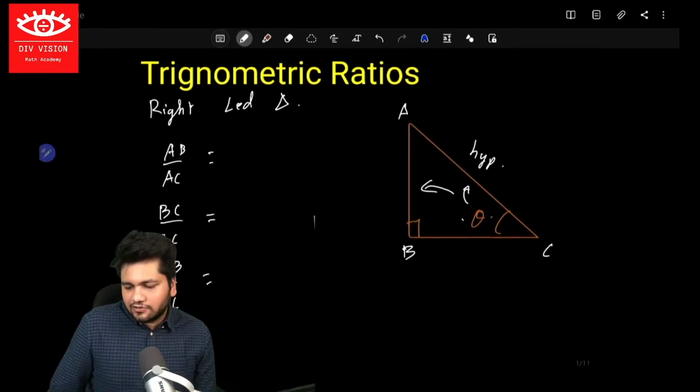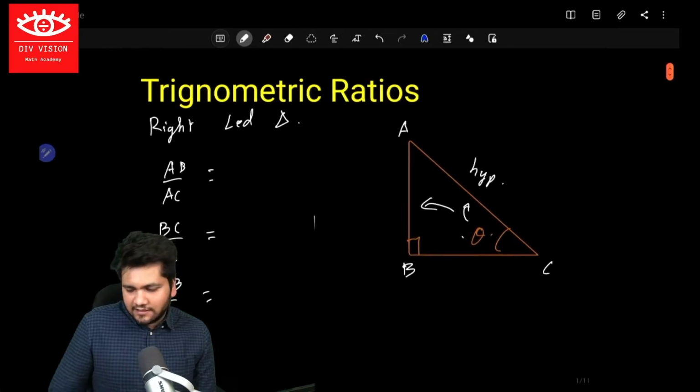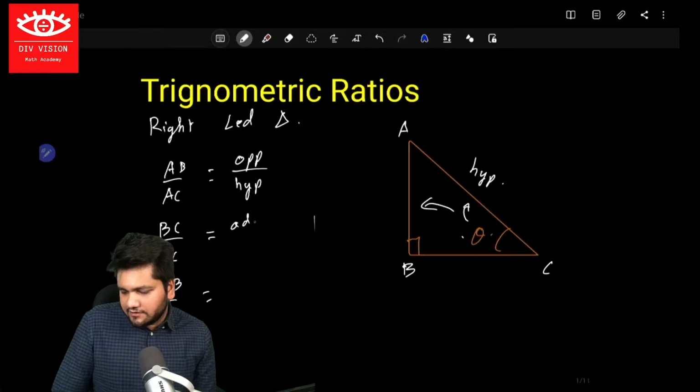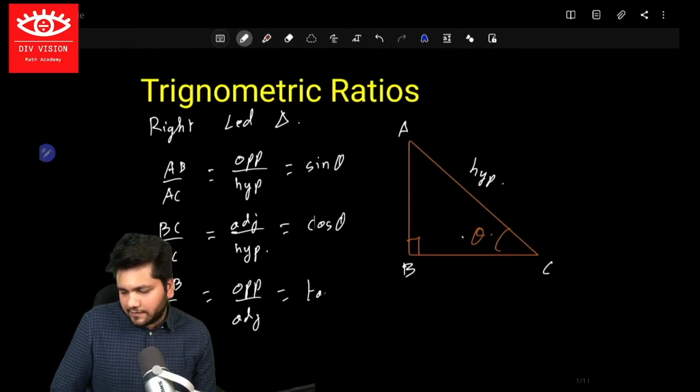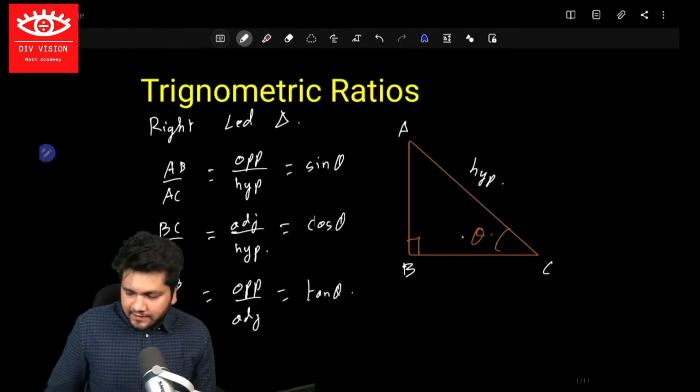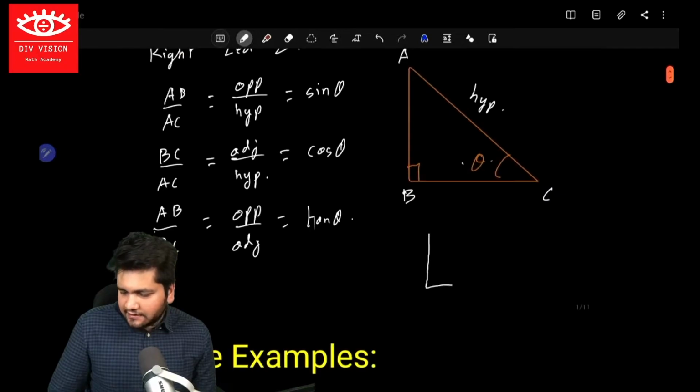Now all these ratios have been given names. AB upon AC is opposite, the side which is opposite to this theta, that's why it's opposite upon hypotenuse. This is adjacent upon hypotenuse, because as you can see, BC is adjacent to this angle theta, and opposite upon adjacent. And these are your three main trigonometric ratios, which are sine theta, cos theta, and tan theta.